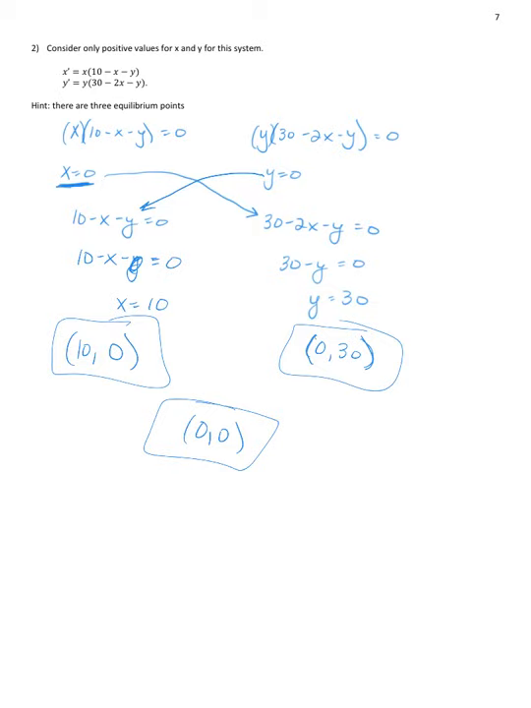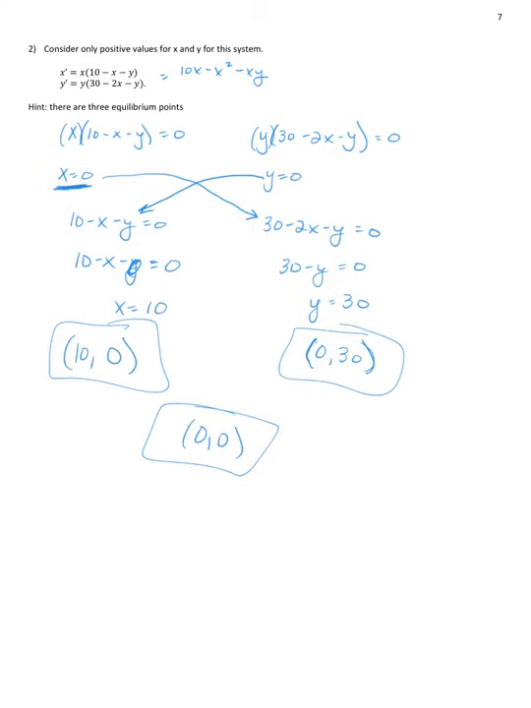The Jacobian matrix, I'm going to distribute my x, so I get 10x minus x squared minus xy, and 30y minus 2xy minus y squared. So my Jacobian matrix is going to be the partial of the x prime function with respect to x. So that would be 10 minus 2x. And then with respect to y, I get negative x. And then the other equation with respect to x, I get negative 2y.